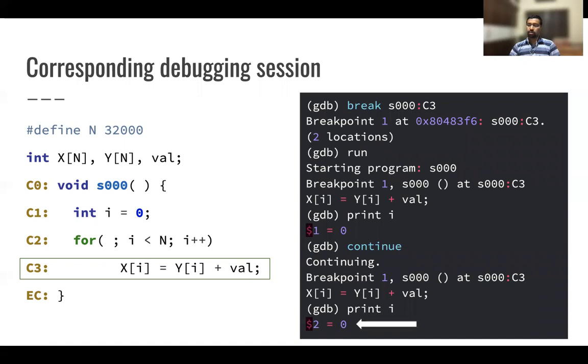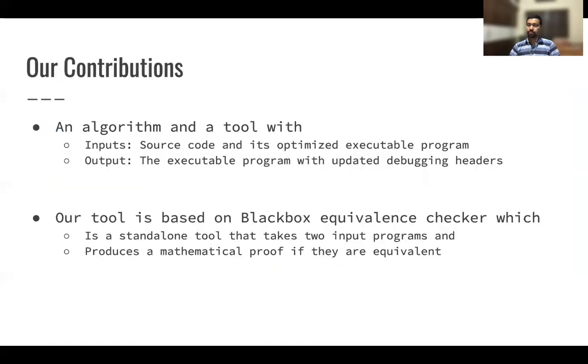Let's first see a summary of our contributions and results. We present an algorithm and a tool that takes the original source code program and an existing equivalent optimized executable program generated by a compiler and automatically generates and updates its debugging headers. Our tool is based on a BlackBox Equivalence checker, which is a standalone tool that takes two input programs and determines whether they produce equivalent observable behavior.